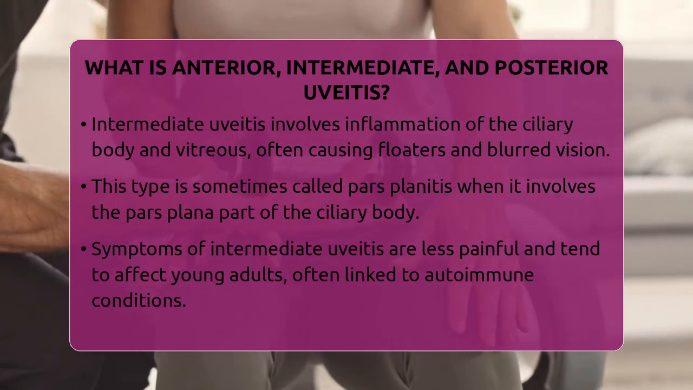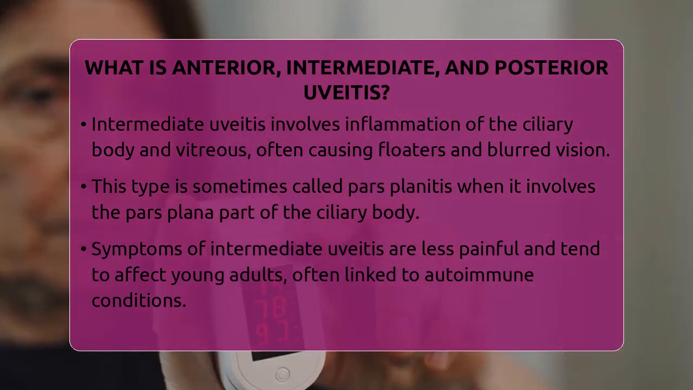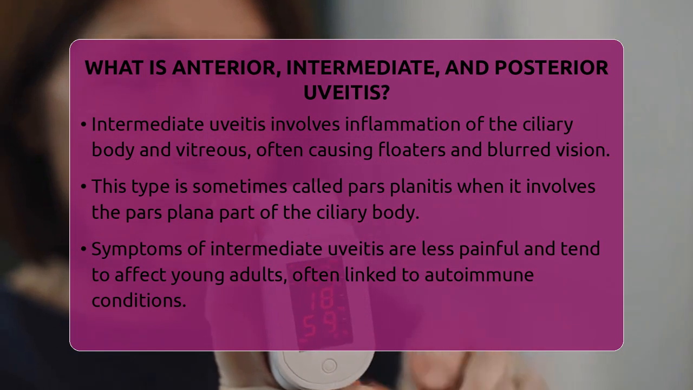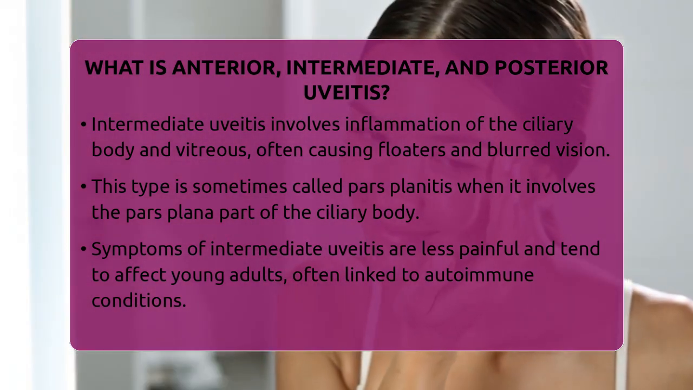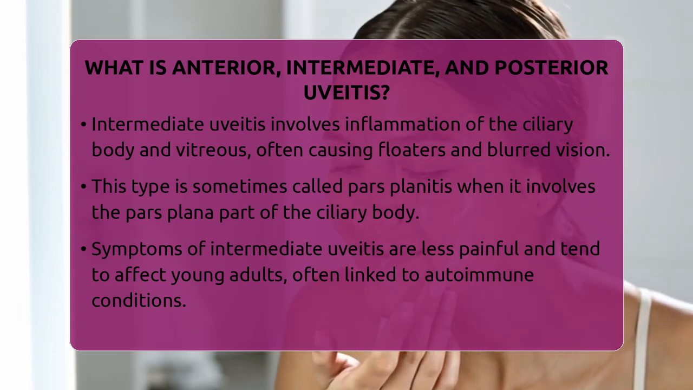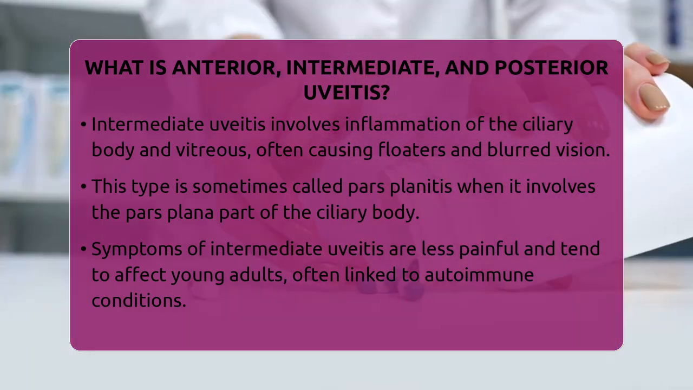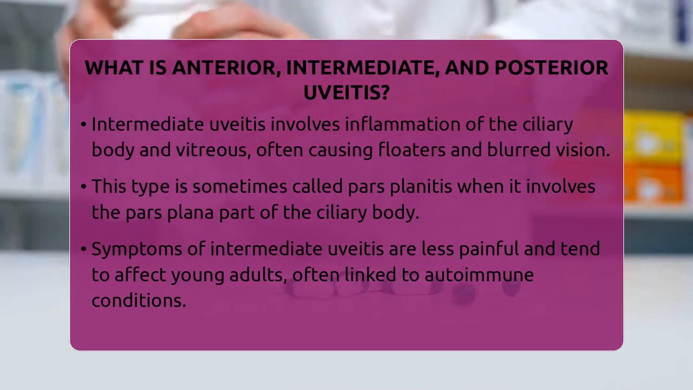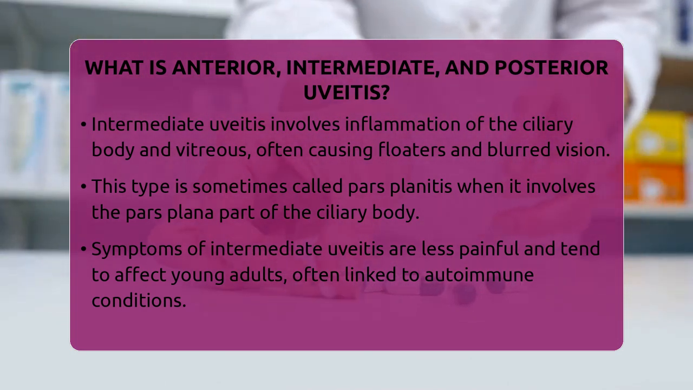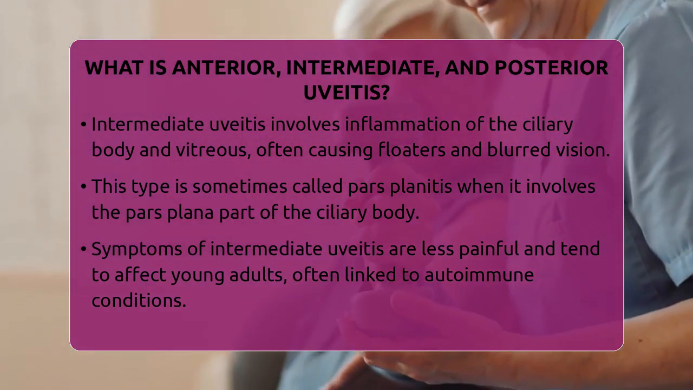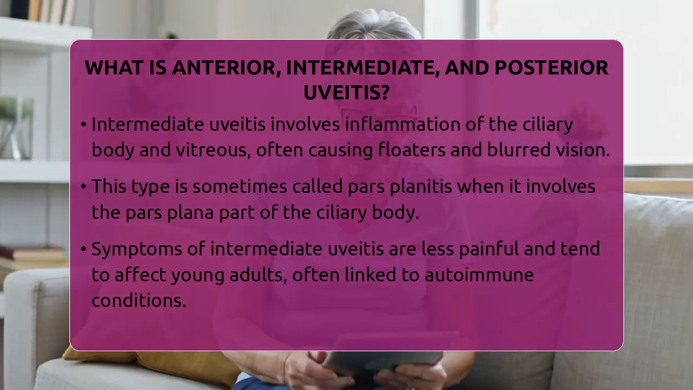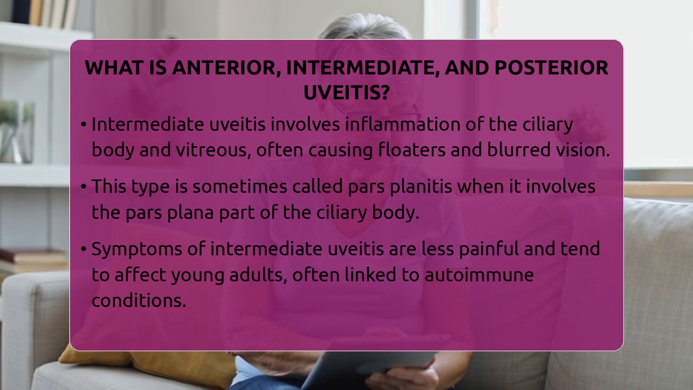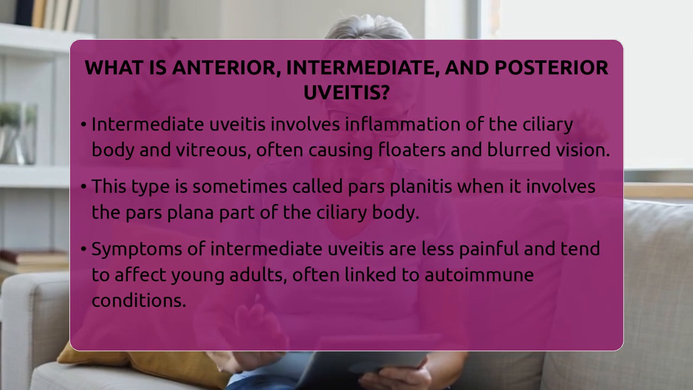Next is intermediate uveitis, which involves inflammation mainly of the ciliary body and the vitreous, the gel-like substance filling the eye behind the lens. This form is sometimes called pars planitis when the inflammation centers on a specific part of the ciliary body called the pars plana. Symptoms often include floaters, which are small dark spots or squiggly lines drifting across your vision, and blurred vision. Pain is less common or mild in this type.